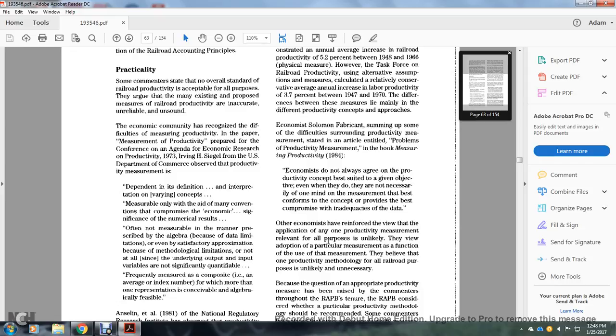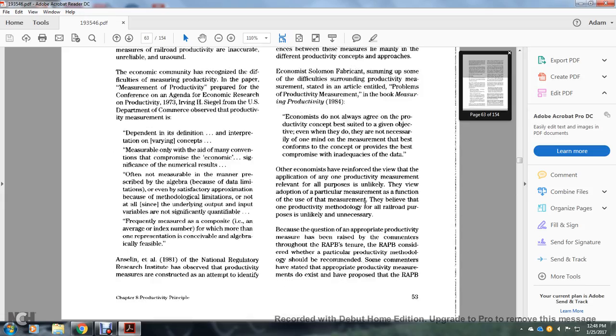Economist Solomon Fabricant, summing up the difficulties surrounding productivity measurement, stated in the book Measuring Productivity, 1984, that economists do not agree on the productivity concept best suited for the objective. Even when they do, the measurement that best conforms to the concept is not necessarily the one chosen, and the best compromise must account for the inaccuracy of the data.